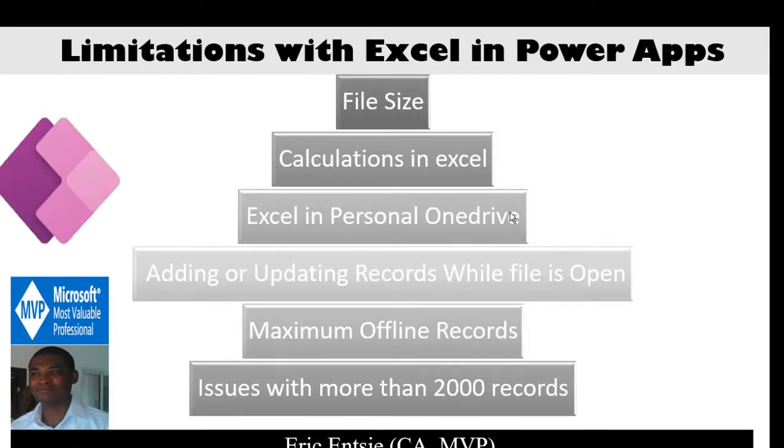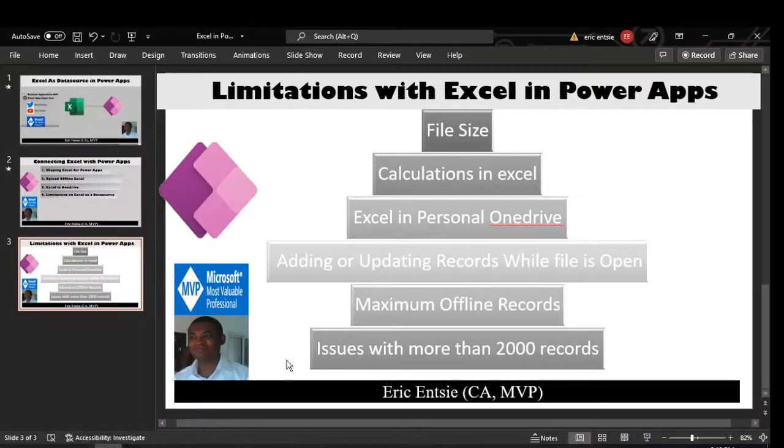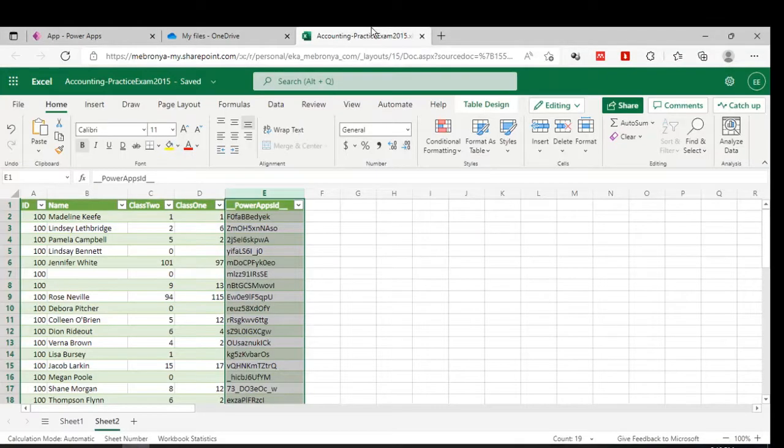Then Excel in OneDrive, you will not be able to share with your other colleagues. So normally, as beginners, you can use Excel in OneDrive just to test, but you may have to move to Excel in OneDrive for Business instead of OneDrive Excel personal. Now the next thing is adding or uploading whilst a file is open. To be able to update your record in Excel, the Excel workbook must be closed.